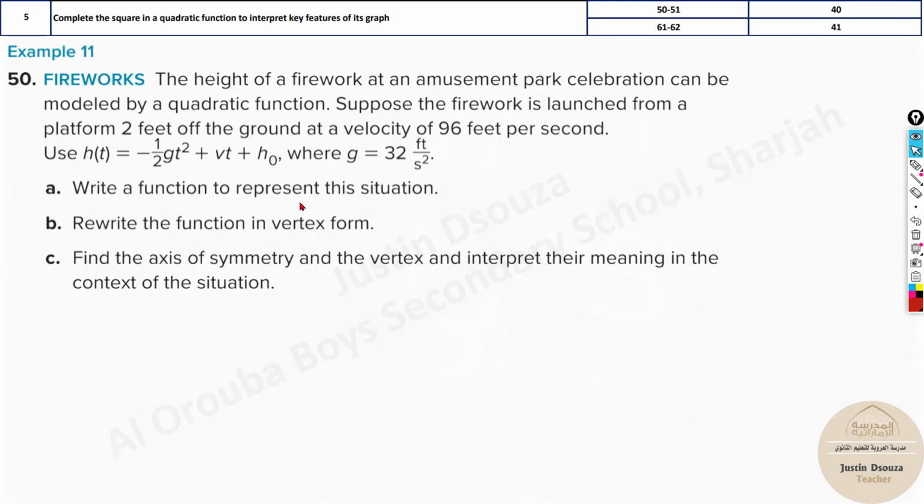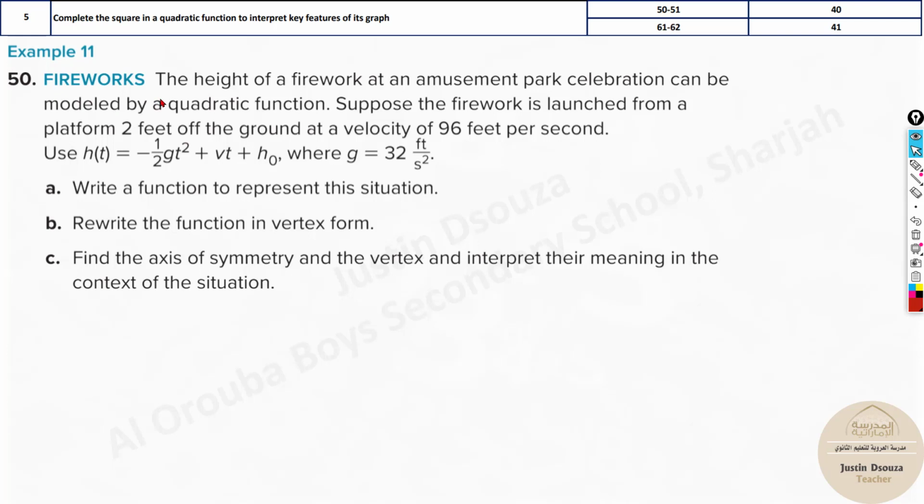Maybe to write the function in vertex form, or to represent the given equation with all the substitutions, or to find the axis of symmetry, any one. We will look into all three now. First of all, let's understand what the question is.